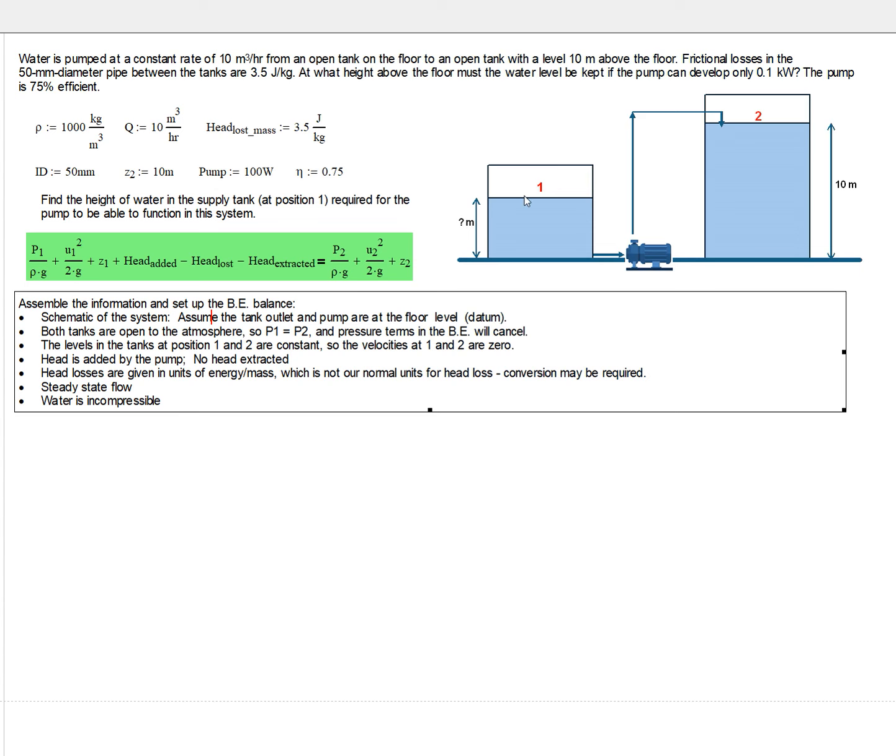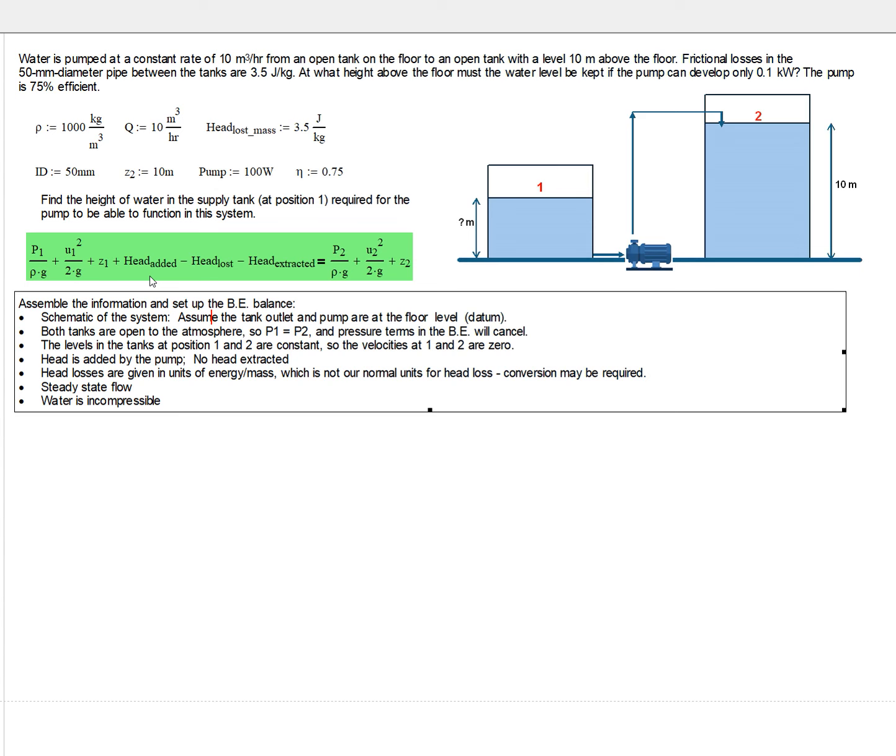Well, we're dealing with tanks. The levels in these tanks are going to stay constant. So the velocity of the fluid at position 1 is essentially 0. The velocity at position 2 is essentially 0. So these velocity head terms are going to cancel out.